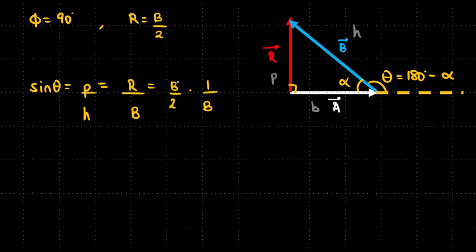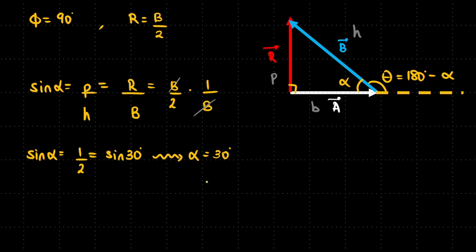Now the B's will cancel out, so we have sine theta to be 1/2. Now sine is 1/2 only when the angle is 30 degrees, which means theta must be 30 degrees. But is this the theta we're talking about? Of course not. We're talking about alpha. So everything must be written in terms of alpha. So this is alpha, this is alpha, this is alpha.